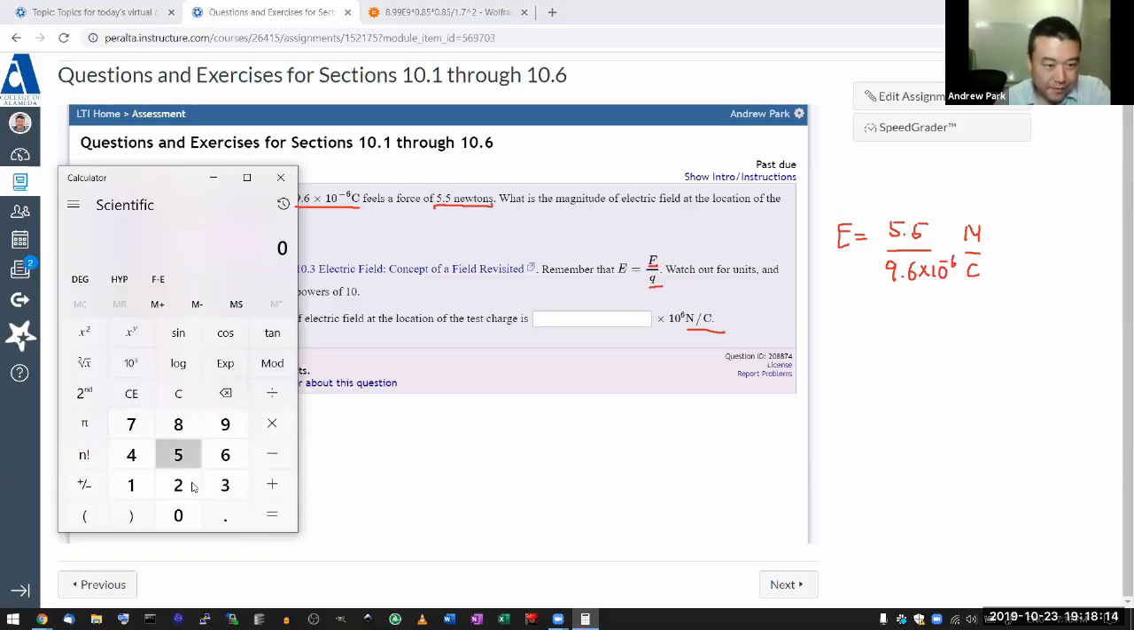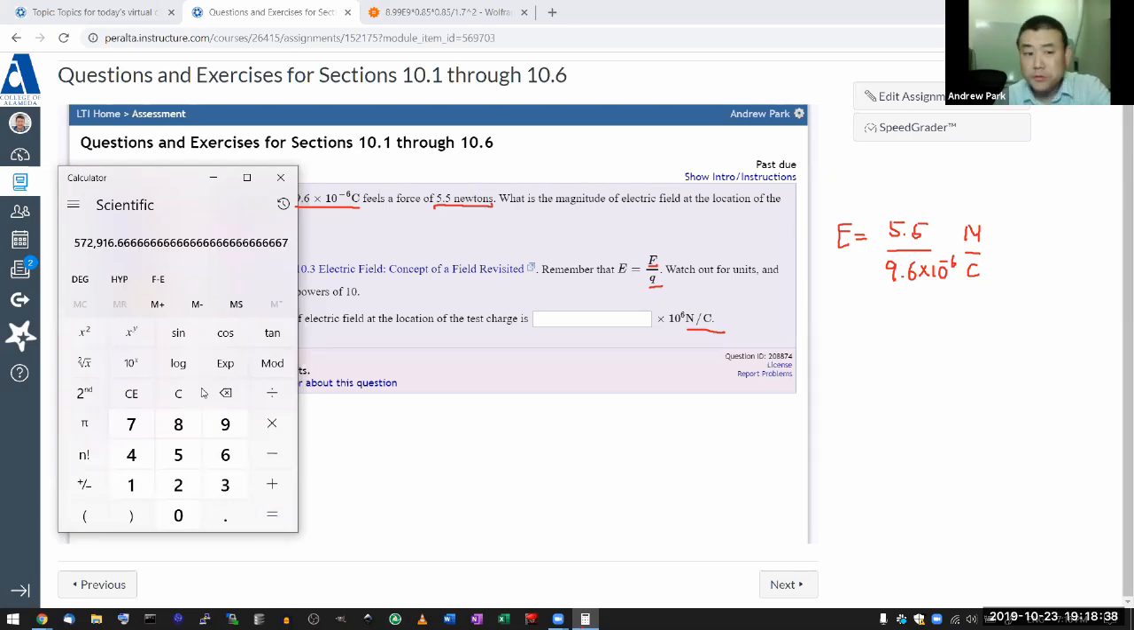I did something wrong. 5.5 divided by 9.6 E, and there's two different minus symbols. There's this minus operator, as in subtraction, and there's this one, which is a sign operator. So I can turn that into a negative sign instead of plus. Complicated. All right, so that's the answer.